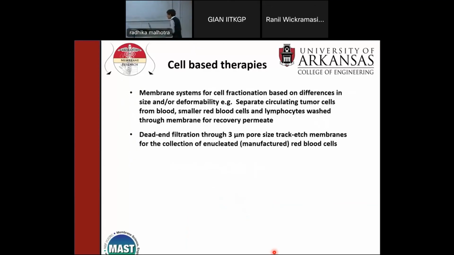Okay, membranes for cell fractionation. Membranes for cell fractionation based on differences in size and deformability. Separate circulating tumor cells from blood cells. I referred to this a moment ago. Smaller red blood cells and lymphocytes wash through the membrane for permeate recovery. Dead end filtration through 3 micron pore size track-etched membrane. Manufactured red blood cells. So again, one can look at trying to fractionate cells, and membranes play an important role here. Okay, and we make use of cell flexibility as well as size and so forth, and deformability.